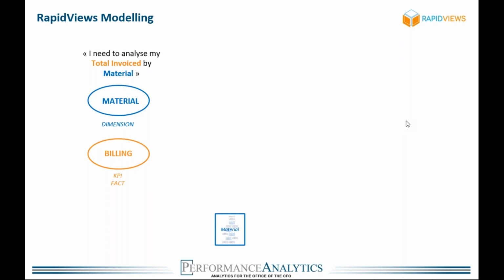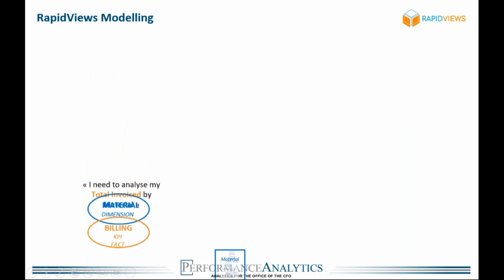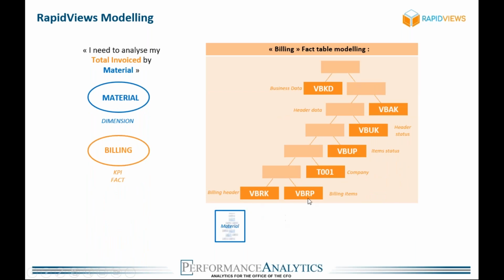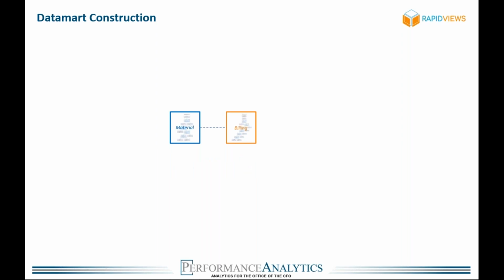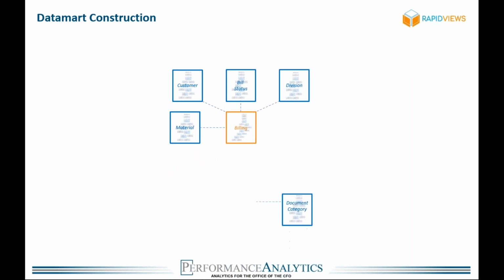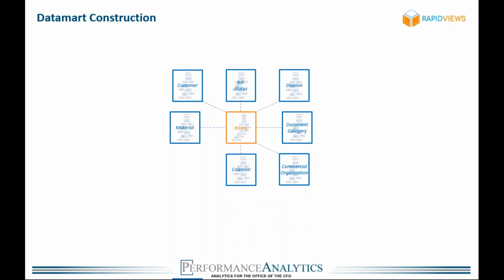Here you can see the graphical development, which is the calculation view. So then I have my material dimension, and I need to do this as well for my billing. This starts from all the SAP tables related to the billing header, billing items, company, item status, header status, business data. So then again, I need to model this fact view and make the joins. So this is what we have done, but we have done more than that. It's not only about views, it's about data marts. Around the billing fact view, you will have several dimensions, which are material, customer, bill status, division, document category, commercial organization, calendar, and customer groups.